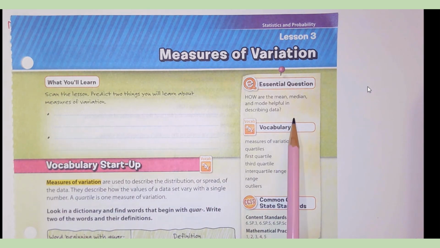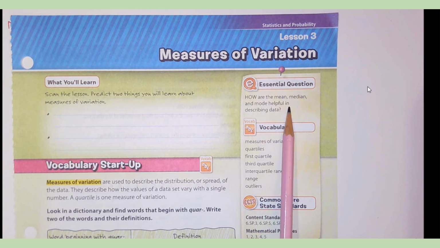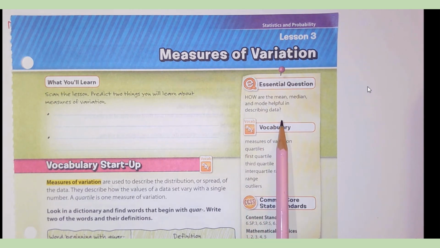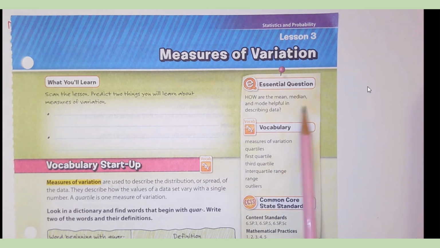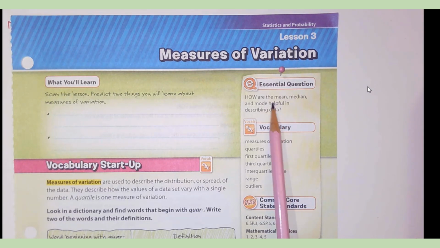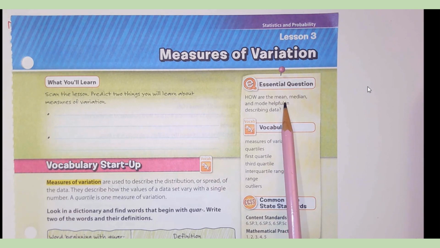This essential question tells us, how are the mean, median, and mode helpful in describing data? That is the essential question. Let's first go back to identifying what the mean is. The mean is the average of a data set. It is the average that you arrive at after adding up the total of the data you have and then dividing by the number of pieces.